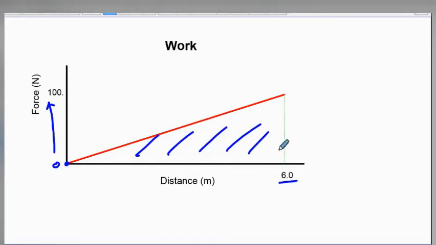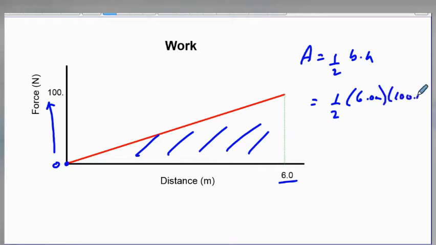Well, the work done is this area. And of course, that's the area of a triangle. And the area of a triangle is 1/2 of the base times the height. So it's 1/2 the base. The base here was 6 meters. And the height was 100 newtons. So the area is 1/2 of 6 times 100. That would be 300 joules of work.